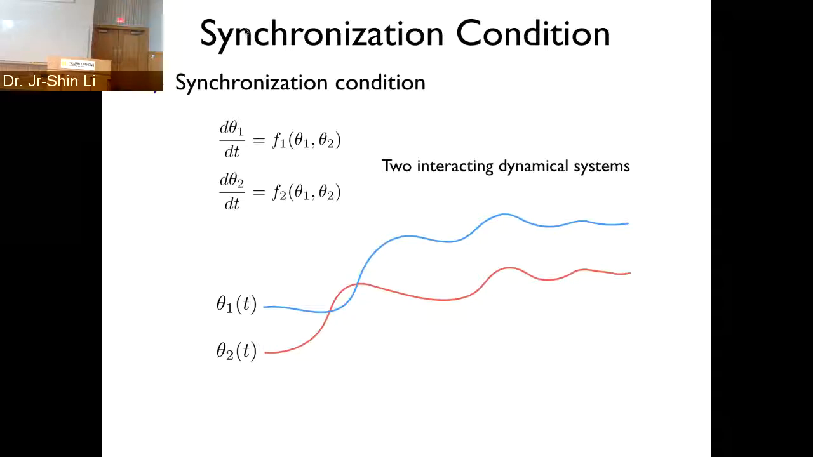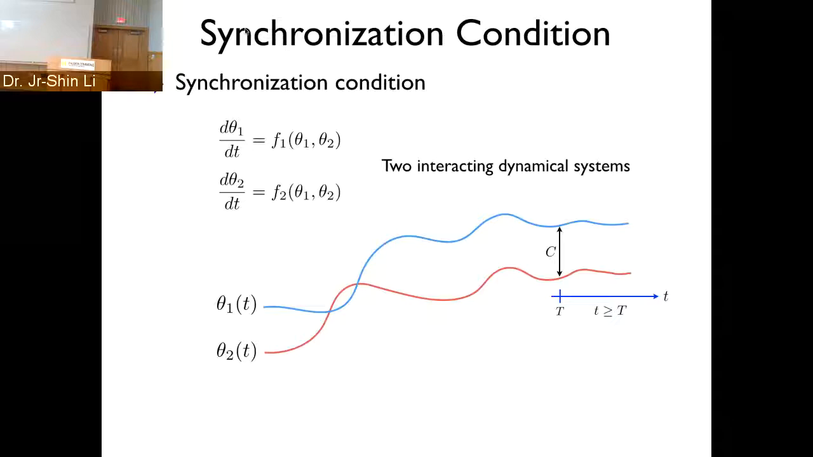The idea is as follows. The definition of synchronization is that if you take two dynamical systems, in this case two oscillators, and these are their trajectories, we say that these two systems are synchronized if, after some time t, the difference between their trajectories remains a constant. Then they are synchronized.